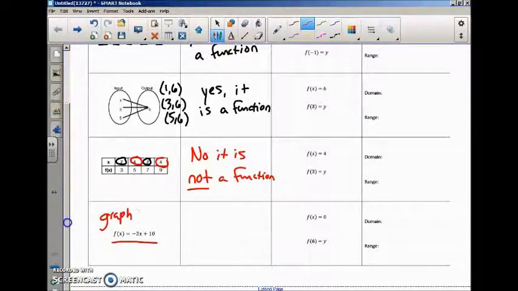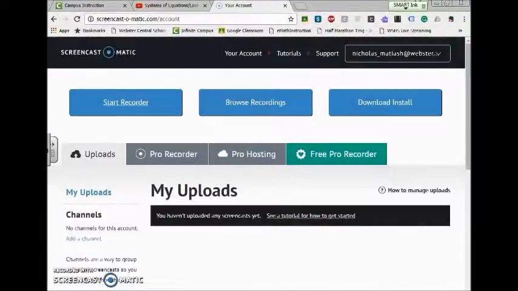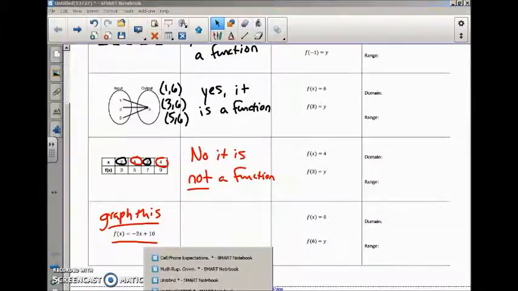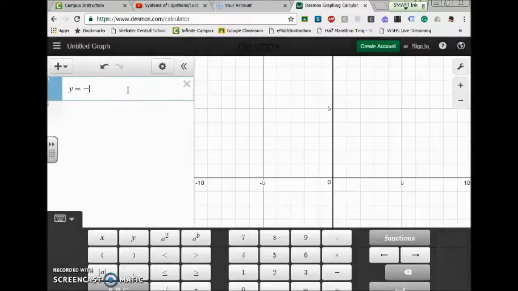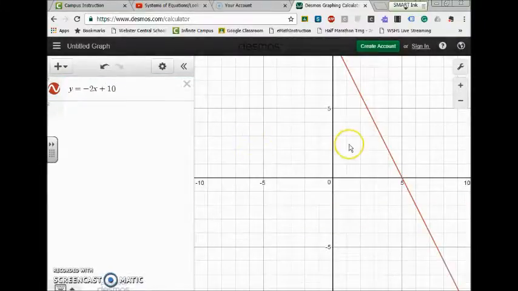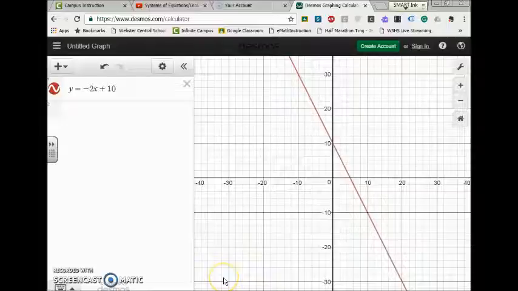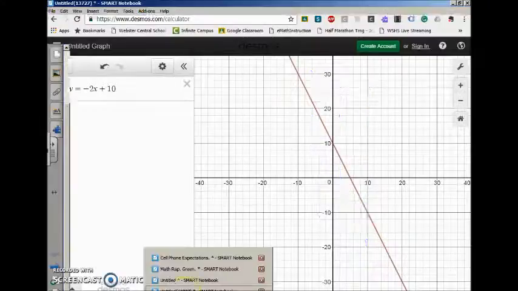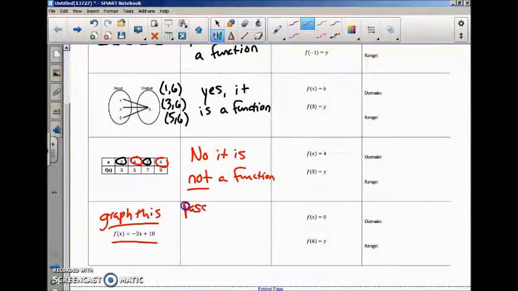Now down here, how do I know if this is a function or not? I don't have points. I don't have a picture to use the vertical line test. So what we can do is go into Desmos, which I'll do quickly. Start graphing. And the function was negative 2x plus 10, so I'll just plug that in really quickly. Now think about the vertical line test. If you were to draw vertical lines across this graph, is it ever going to touch it more than once? No, it will not. So this is a function because it passed the vertical line test.